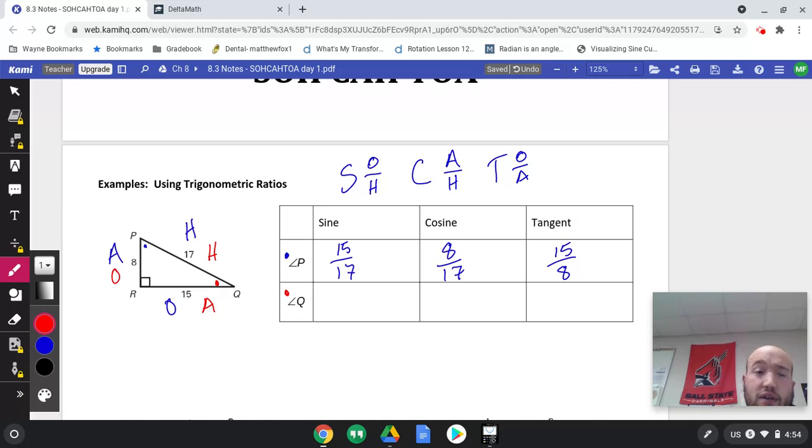Okay, so if we look here for sine, we know that the sine is still O over H. It's going to be 8 over 17 for the Q. For the cosine, A over H. That one's going to be 15 over 17. And finally, TOA, tangent, is going to be O over A, so it's going to be 8 over 15. Now you might notice, compared to those two angles, the sine and cosine switch places. So they switch places. Meanwhile, the tangent is the reciprocal.